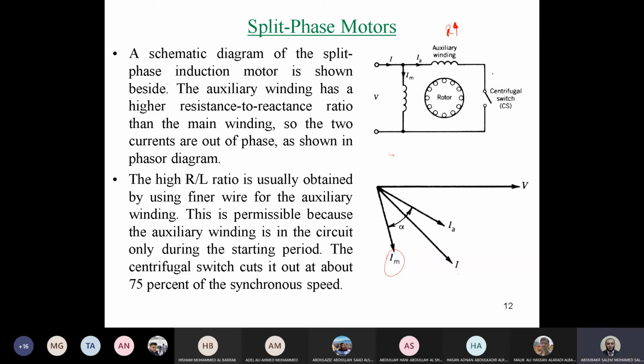Now another question: what will happen if the centrifugal switch fails to close? It will not rotate, so the motor will not start. This is right. So you have to recognize what will happen if you have a faulty centrifugal switch operation, if it fails to open or fails to close.